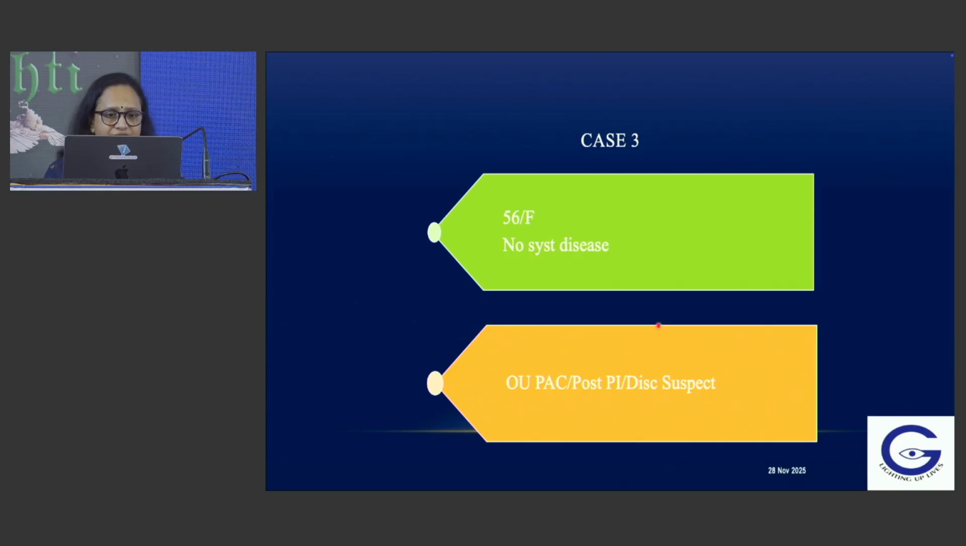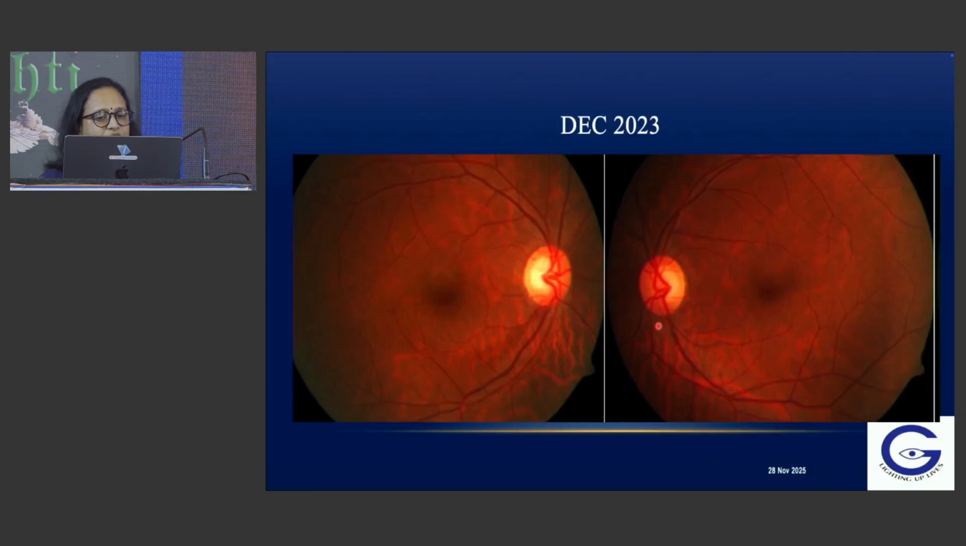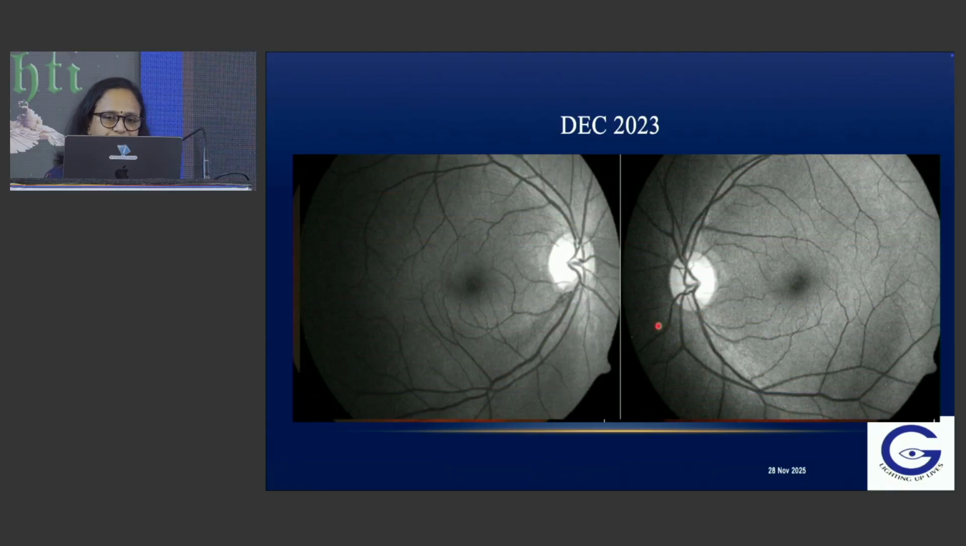Case 3 is a 56-year-old female who has a known case of primary angle closure post-PI with disc suspect. This was the picture in December 2023, which is showing an inferior RNFL defect in the right eye, and the left eye is relatively normal.